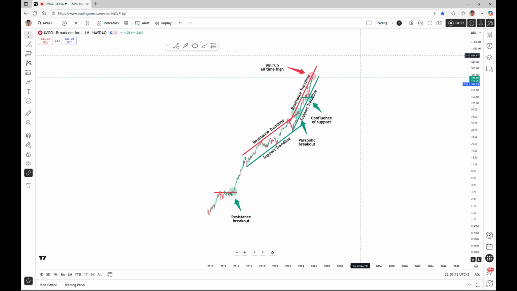And in the end, just make sure that you don't get caught up in any of this recent short-term volatility and you manage to keep your long-term vision.